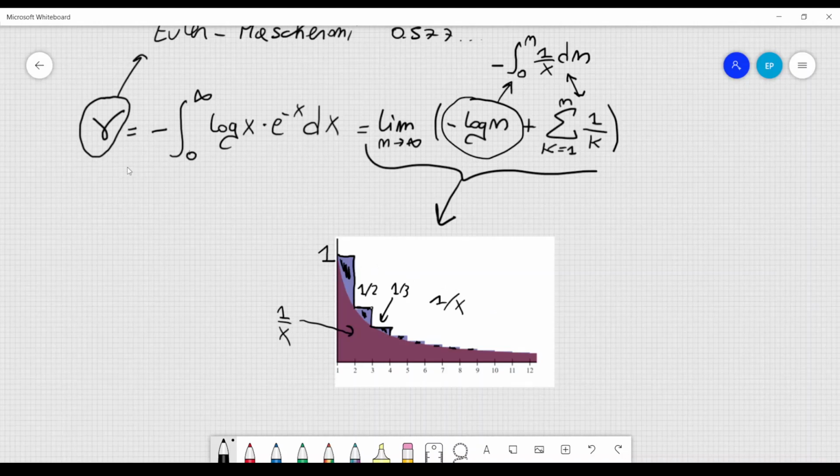It is an important quantity also in physics because it arises in quantum mechanics, in quantum field theory, and it is related to the gamma function. We might see that in a future video.